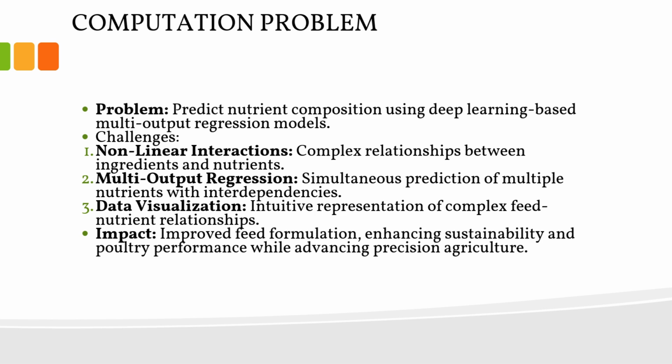So what is the computational problem? Predicting this composition using deep learning based multi-output regression models. That is now the problem. But now the challenge is when you look at the non-linear interactions, the relationships are very complex between those ingredients. When looking at the aspect of multi-output regression, simultaneous prediction of multiple nutrients with interdependencies is really something challenging. So when it comes to data visualization, we're looking at intuitive representation of complex feed nutrient relationships. And now what is the impact? The impact is to come up with an improved feed formulation, enhancing sustainability and poultry performance while advancing precision agriculture.